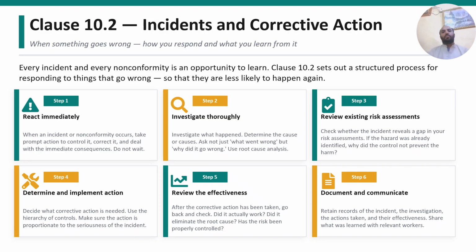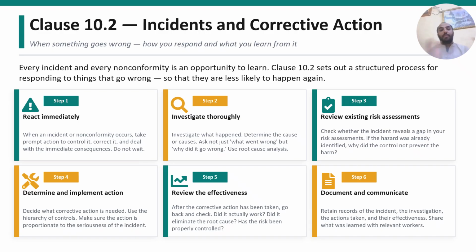The fourth step is to determine and implement the appropriate corrective action using the hierarchy of control. The action you take must be proportionate to the seriousness of the incident and must address the root cause, not just the immediate symptom. The fifth step is to go back and review the effectiveness of the corrective action after it has been implemented. Did those corrective actions actually work?